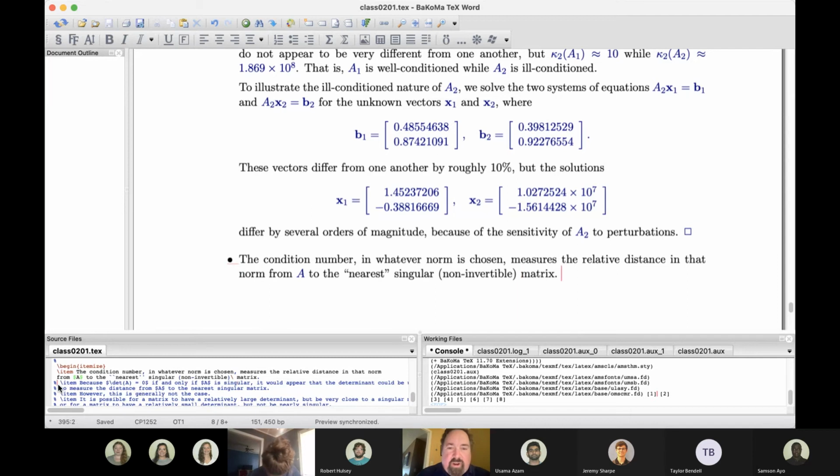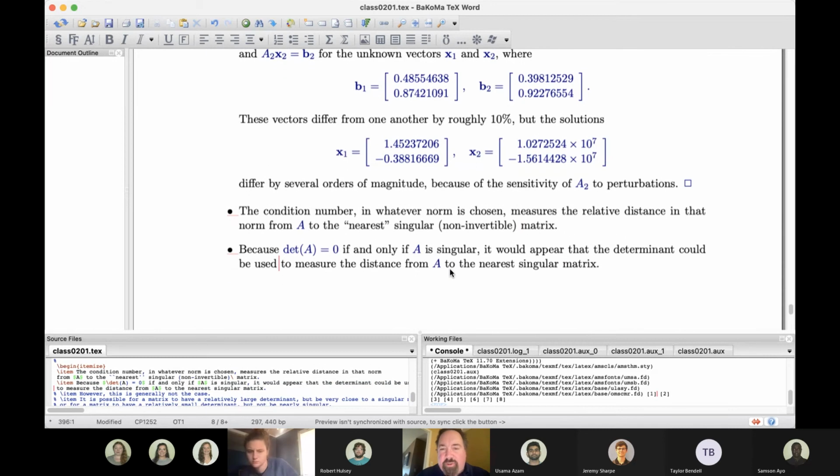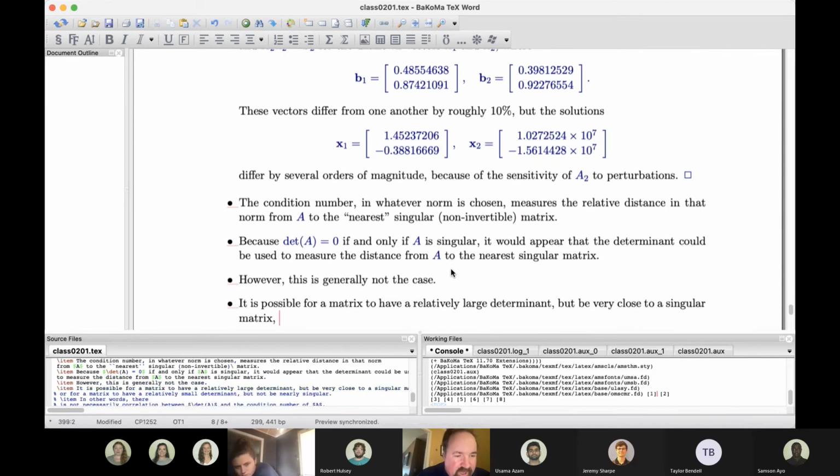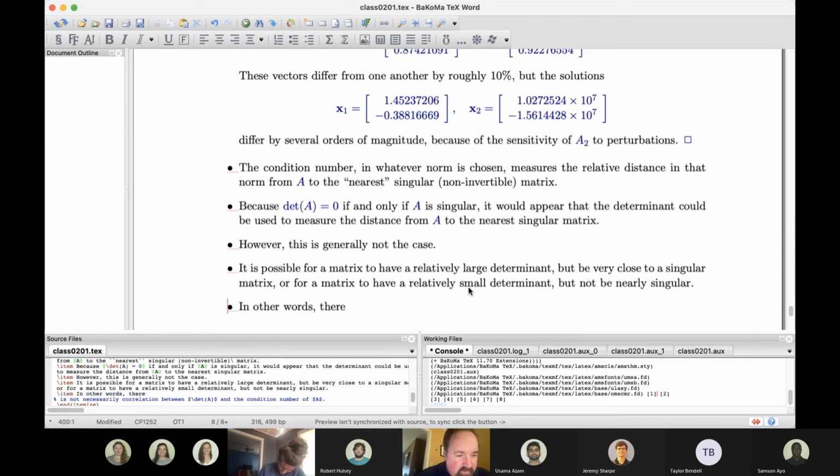Now, you might think, well, we can tell if a matrix is singular by looking at its determinant. So why not just use a determinant to measure near singularity? It's actually not a good idea. A matrix can have a large determinant, but if it's ill-conditioned, it's close to being singular. Or a matrix can have a very small determinant, like near zero, but it's actually well-conditioned.